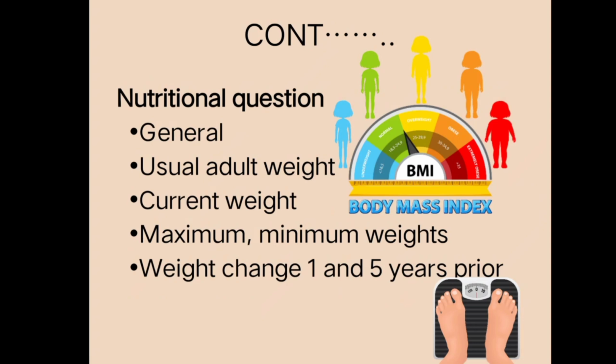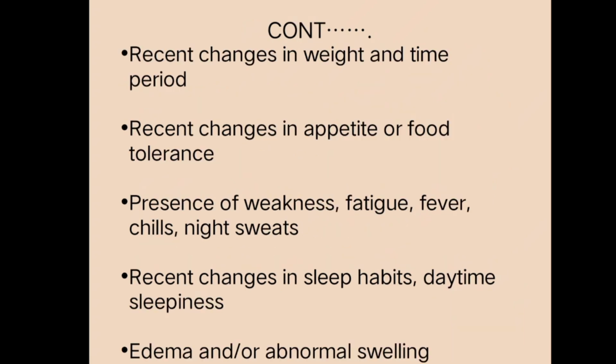So next is nutritional questions. What and all we'll ask is like general assessment, usual adult weight, current weight, maximum and minimum weights. Next, weight changes from 1 and 5 years prior. So how the weight gain was there from 1 to 5 years, we will ask from the children and also the caregiver. Other nutritional questions will also be asked, like recent changes in weight and time period, recent changes in appetite, presence of weakness, fatigue, fever, chills or night sweats, recent changes in sleep habits, daytime sleepiness, next edema or abnormal swelling.